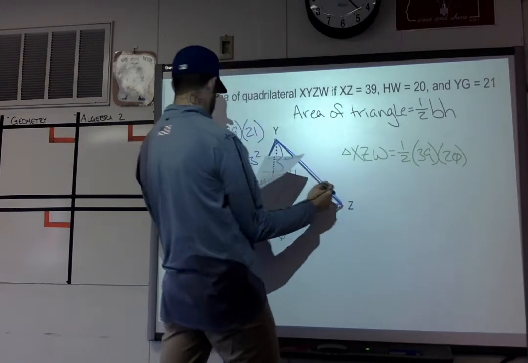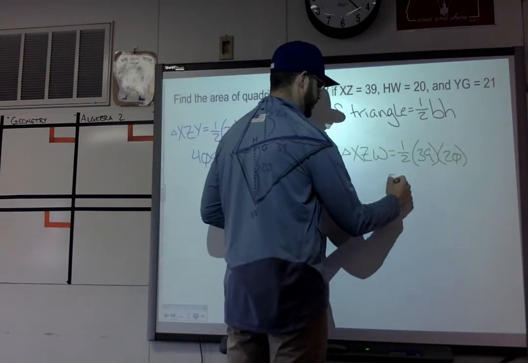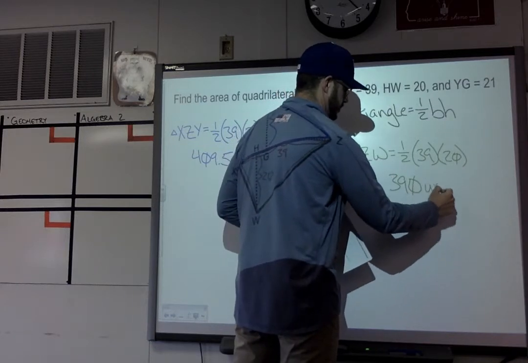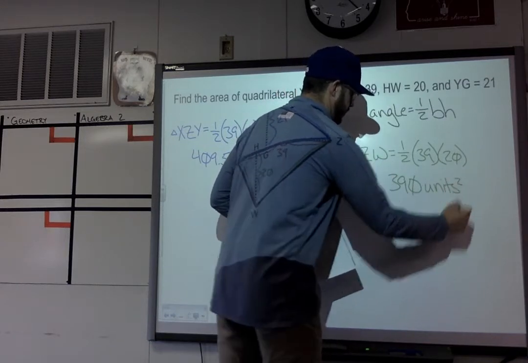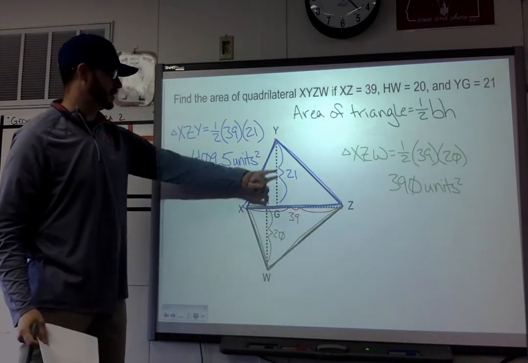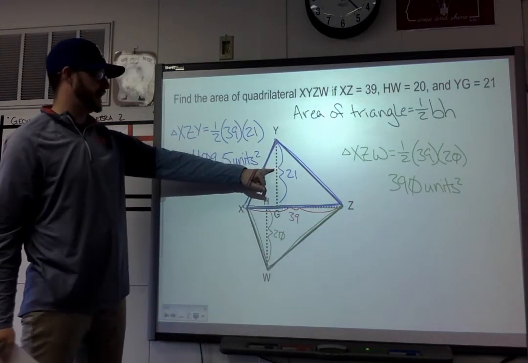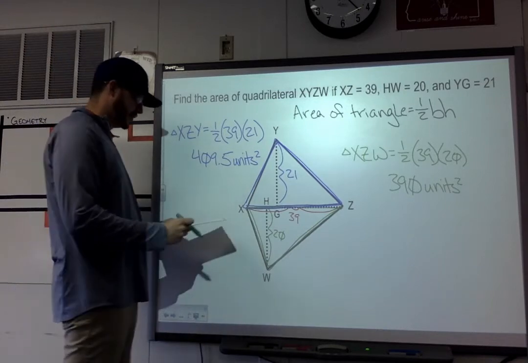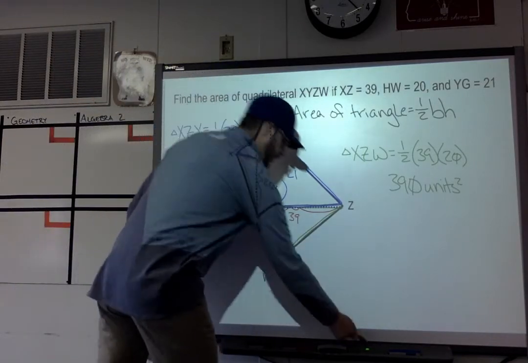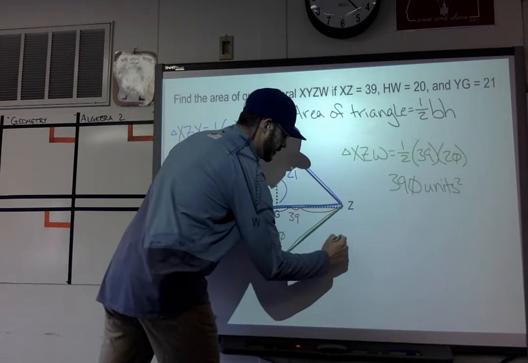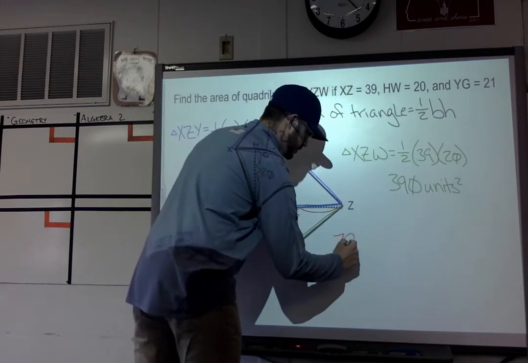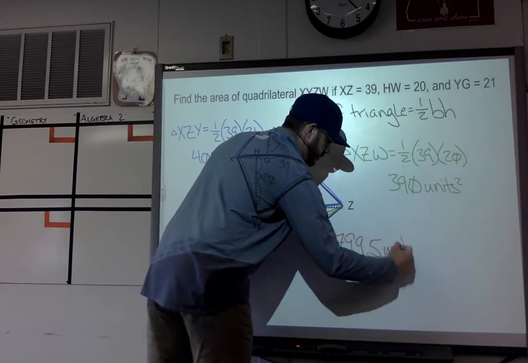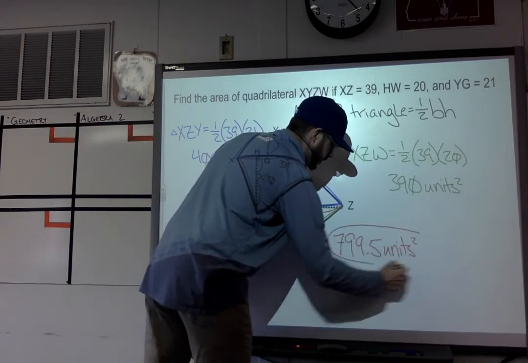Multiply all of those together, and we have an area of 390 units squared. So if we know that this triangle is 409.5, this triangle is 390, we're going to add those together to get our total area of 799.5 units squared.